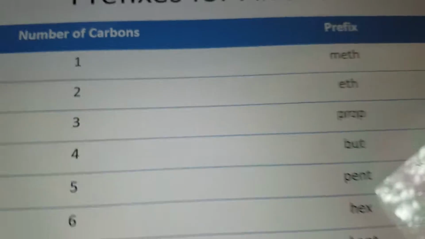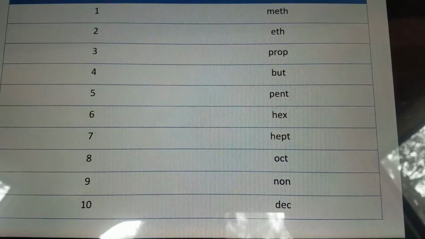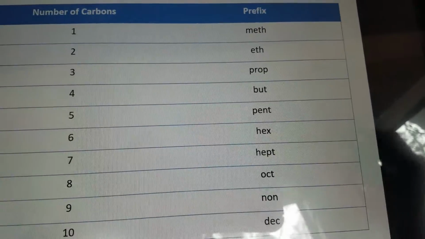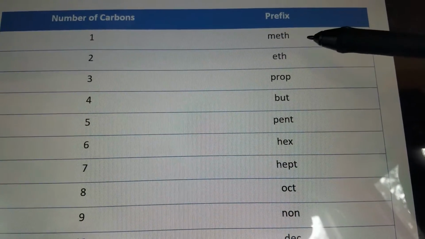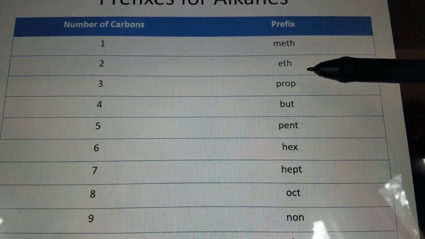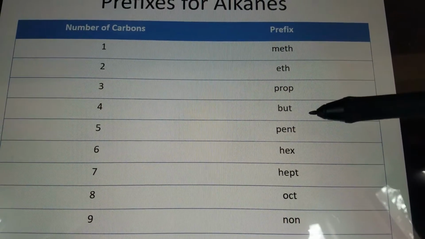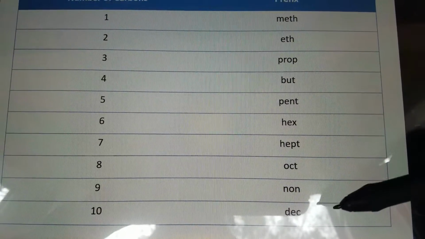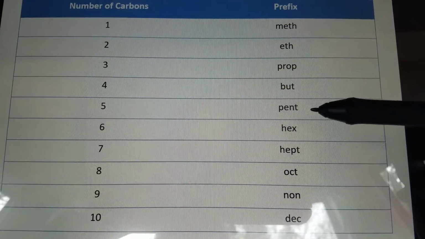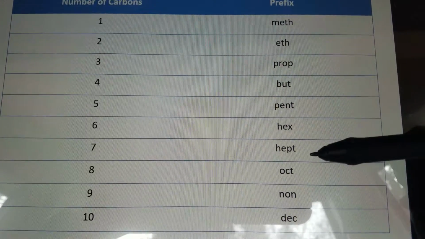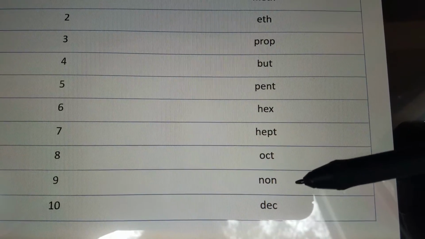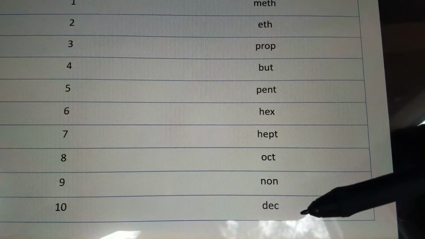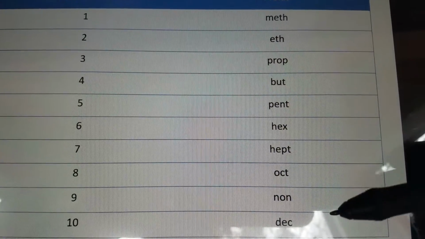Now, here are the prefixes that you need to know, and these are some things you need to memorize again for carbon numbers. So 1 is for meth, 2 is for eth, 3 is for prop, 4 is for but, and then the rest of these should look like the ones that we did for the covalent compounds. 5 is pent, 6 is hex, 7 is hept, 8 is oct, 9 is non, and 10 is dec. So this will indicate your carbon number.